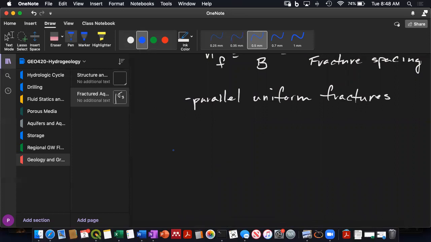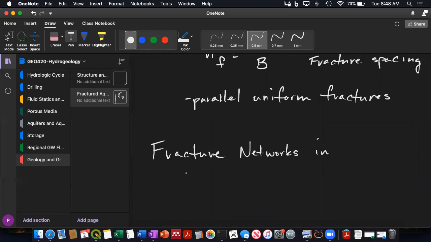So let's think about how fracture networks control hydrogeologic systems.